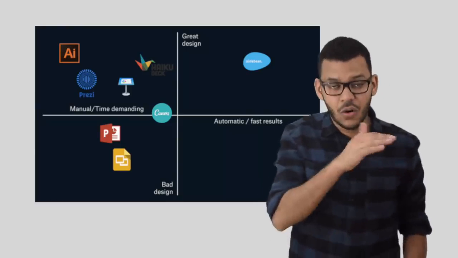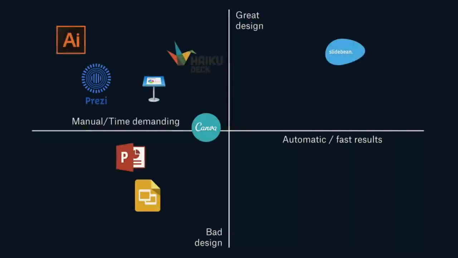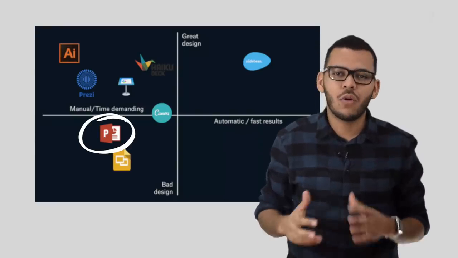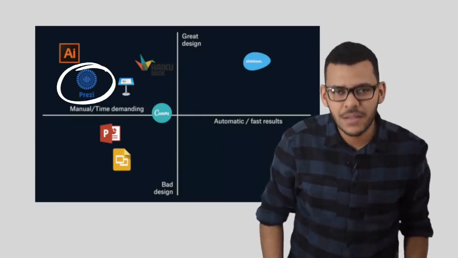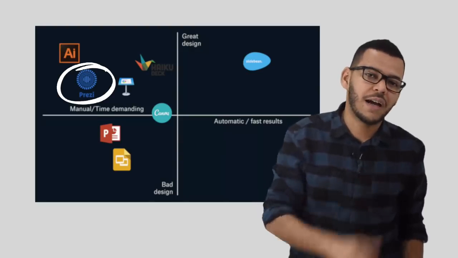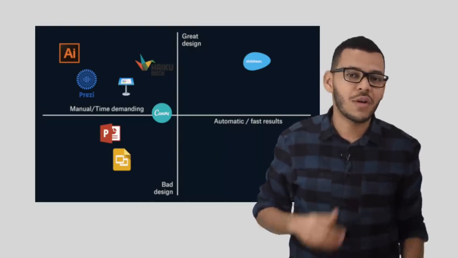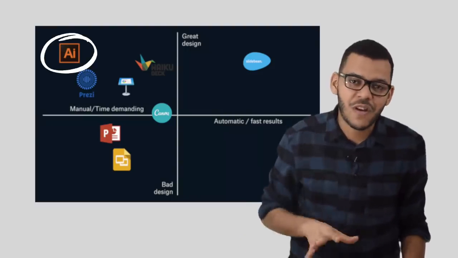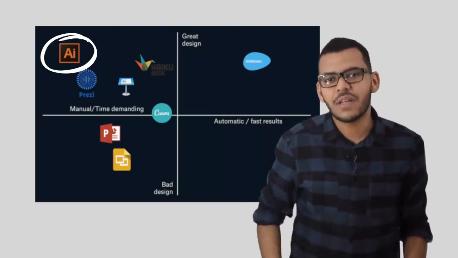In our case, the horizontal axis would be represented by time required to make a presentation or a pitch deck. And then quality of design, we would put that on the vertical axis. Traditional presentation software like PowerPoint would have had an average design quality with terrible efficiency. Prezi, for example, provides somewhat better results at the cost of even more time. All the way up to the extreme, you can create a top-of-the-line presentation using Adobe Illustrator, but this is a professional tool for professional designers.